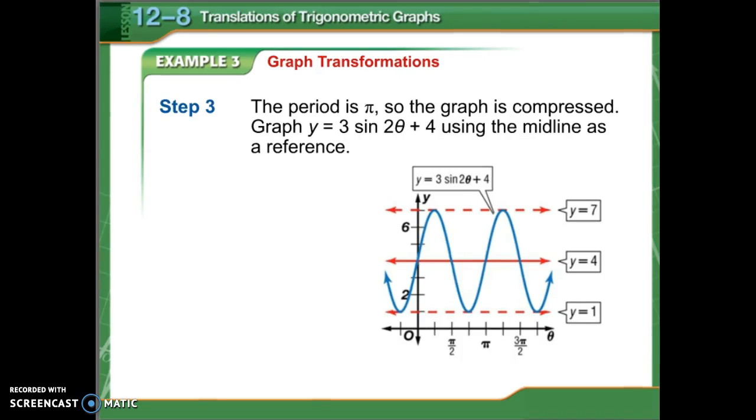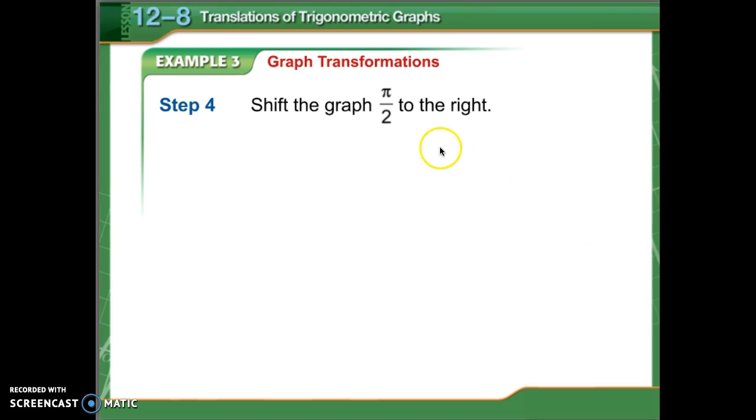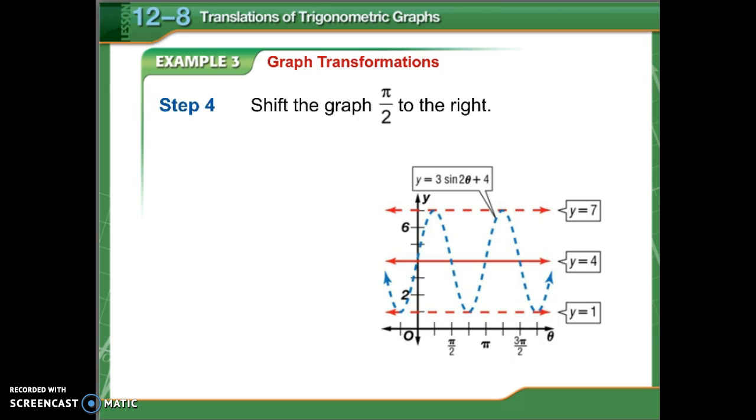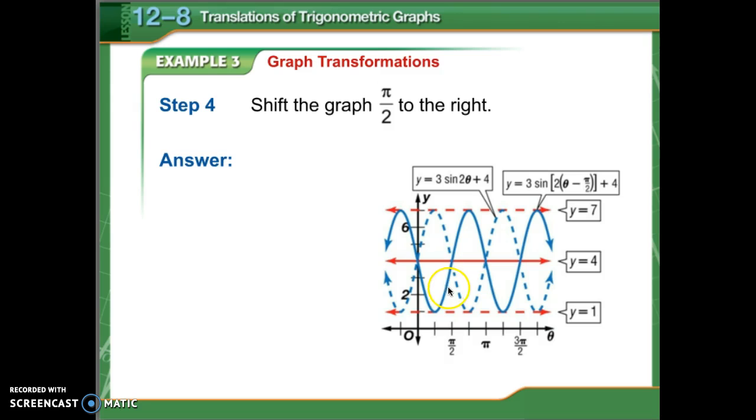So now that we have our dashed lines showing the amplitude at 7 and 1, and we have the basic graph of 3 sine 2 theta plus 4, now we need to implement the phase shift. So we're going to shift the graph pi over 2 units to the right. So now we have our dotted line, which is the basic graph of 3 sine 2 theta plus 4, and we're shifting that pi over 2 to the right.